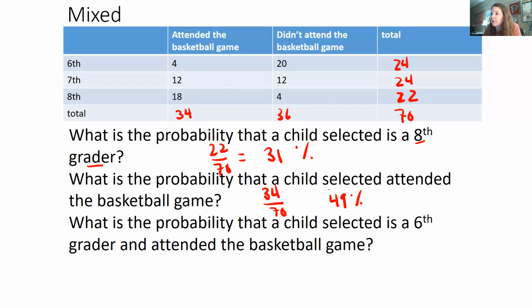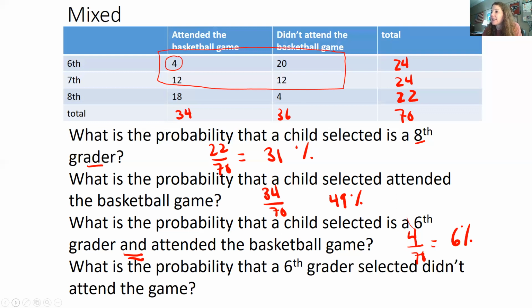That's marginal frequency, right? What is the probability that a child selected is a 6th grader and attended a basketball game? When we see the word and, we're looking at this section out of the total. So a child selected is a 6th grader and attended a basketball game. We had 4 out of 70. 4 out of 70, not very many. So only about 6%. 6% of these students met those two criteria. That's joint frequency.